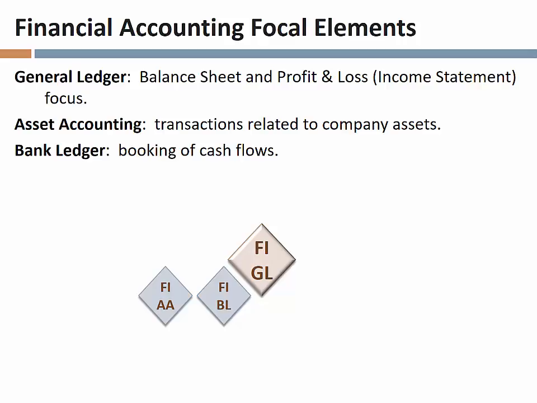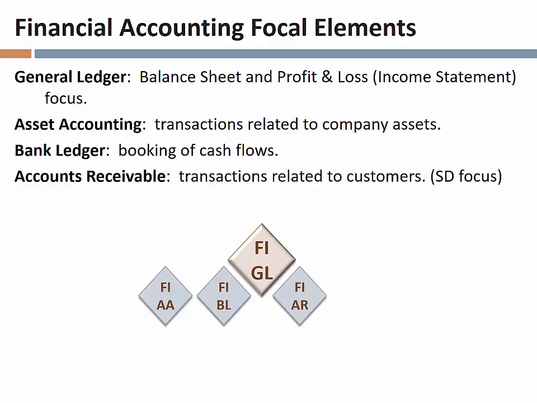Well, that's an example of the kinds of things a company might want to do in terms of managing their cash on hand. FI-AR, accounts receivable, money coming in. So this is transactions related to our customers because we're going to be selling them things and then they're going to be paying for them over time. And so we capture that in accounts receivable.